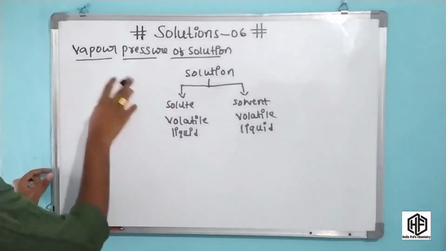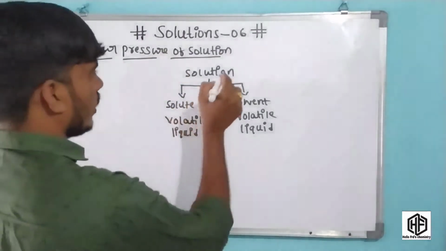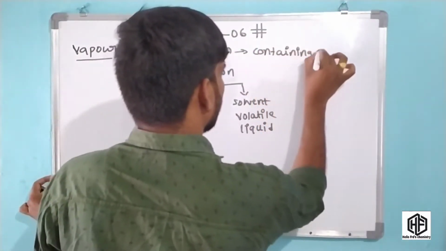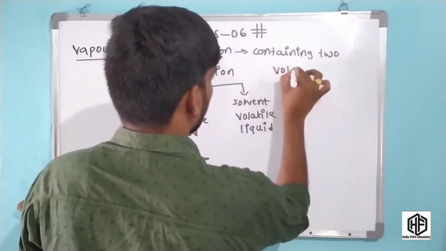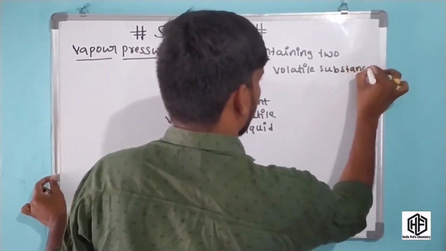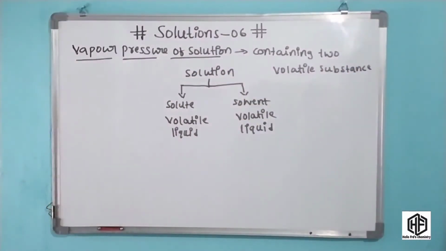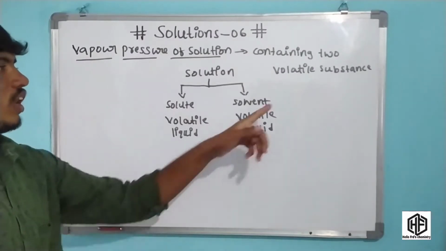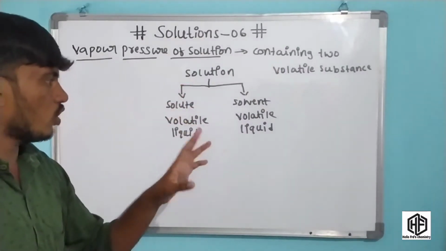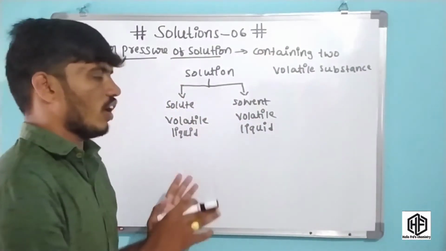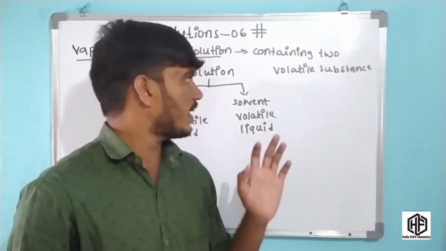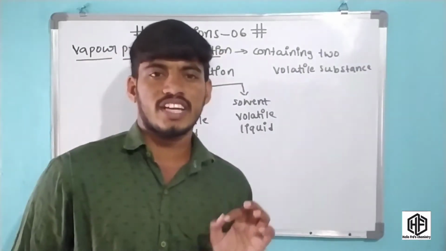These components have a vapor pressure of a solution containing two volatile substances or components. This topic is discussed in this video. Okay friends, in this solution both solute and solvent are volatile substances. Now the concept discussed is the vapor pressure of a solution containing two volatile substances. The topic is Raoult's law.